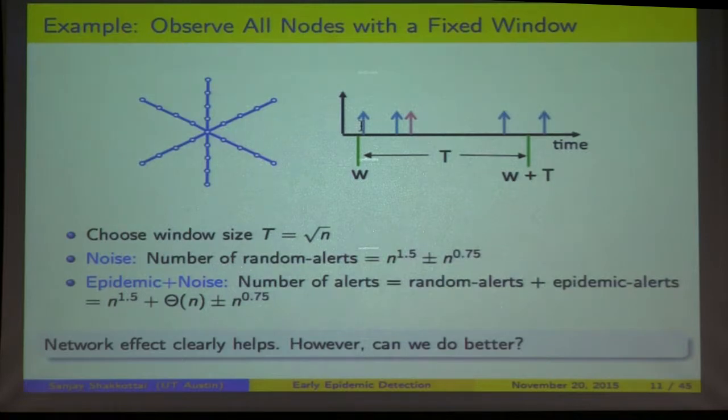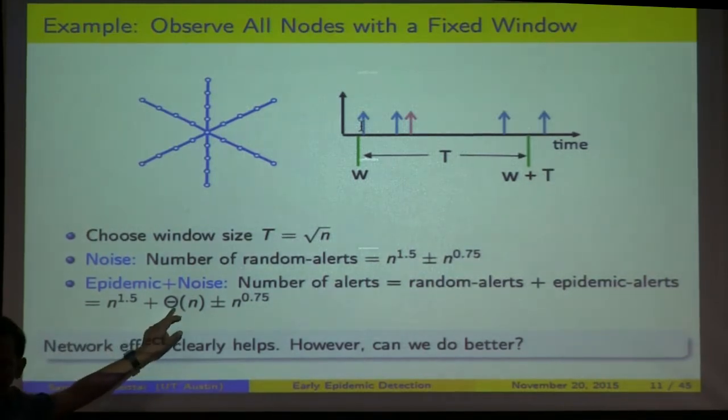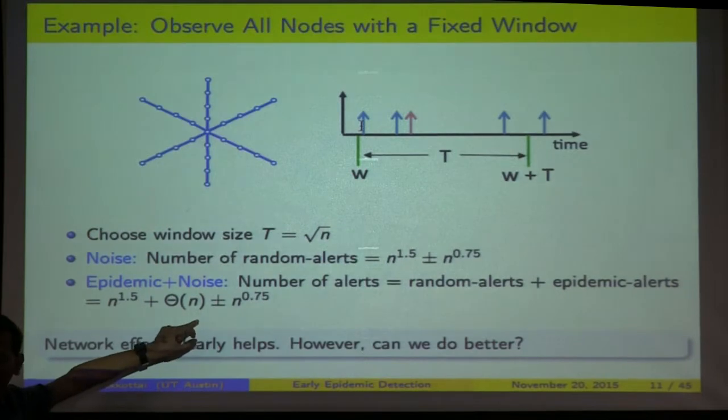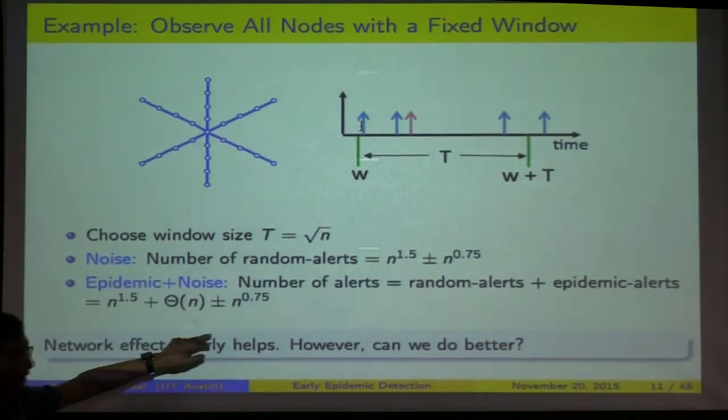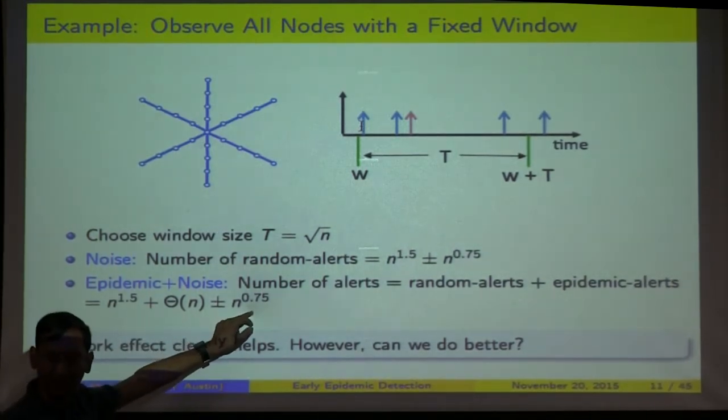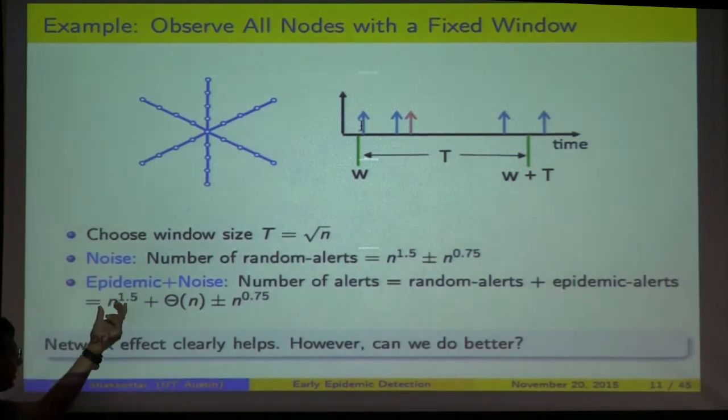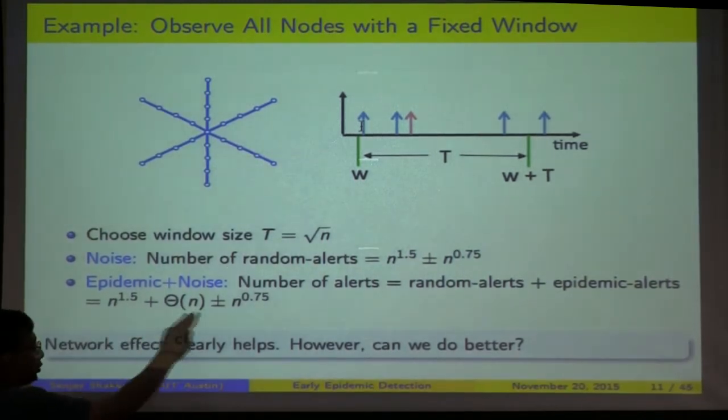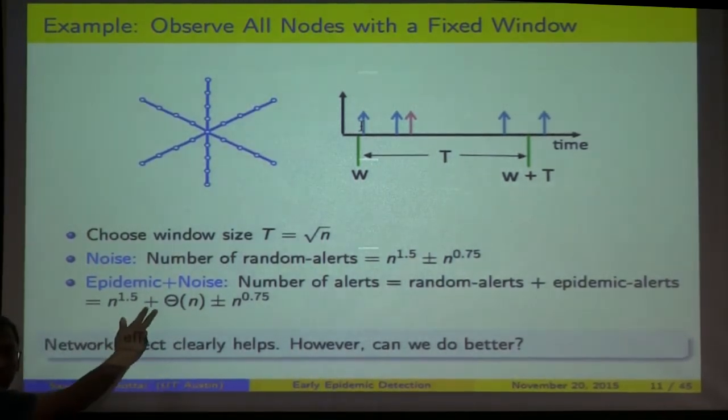On the other hand, if there's an epidemic also spreading, you're going to see, of course, the n to the 1.5. You'll see plus a theta n, because of the red ones, there will be an order n amount of red blips, plus or minus n to the 0.75. Of course, this mean is overwhelming this. If I just look at this total count, there is no way I can pull this out.